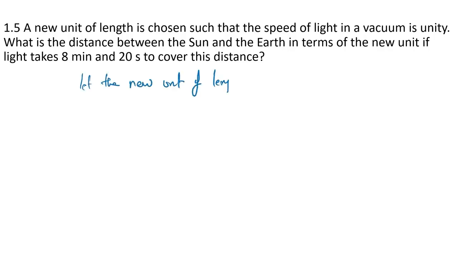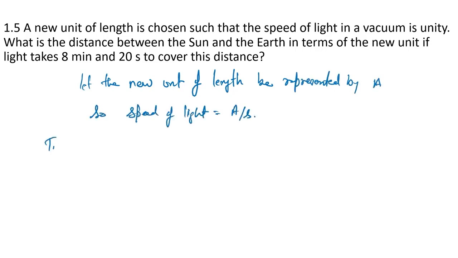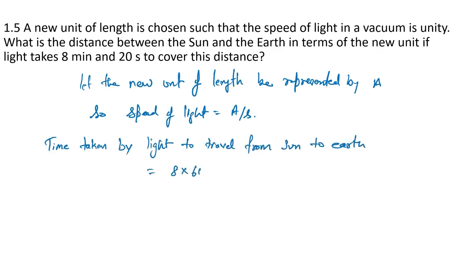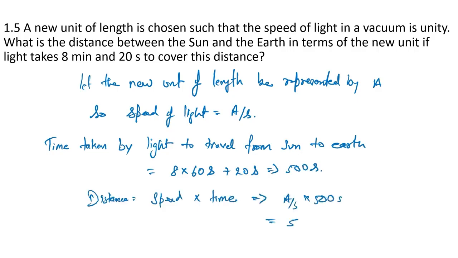So let the new unit of length be a. The speed of light would be equal to a meter per second. Time taken by light to travel from sun to earth would be 500 seconds. Now distance is equal to speed multiplied by time, that is the unit length in the new system of units per second into 500 seconds. So that will give us 500 units. So this is the distance in the new system of units between sun and earth.